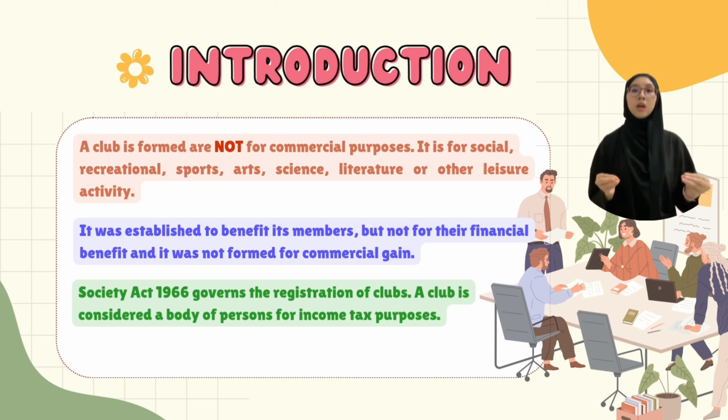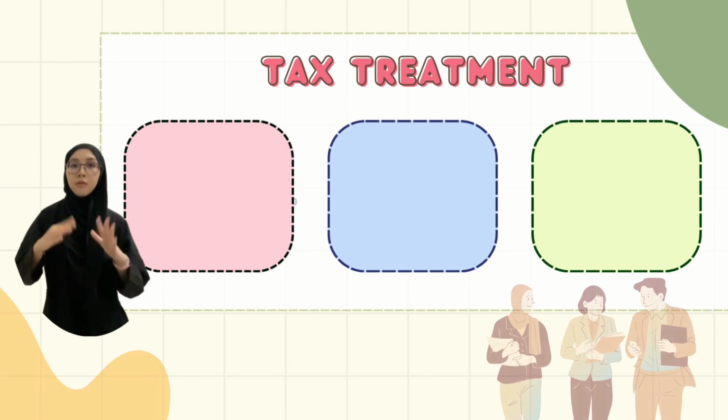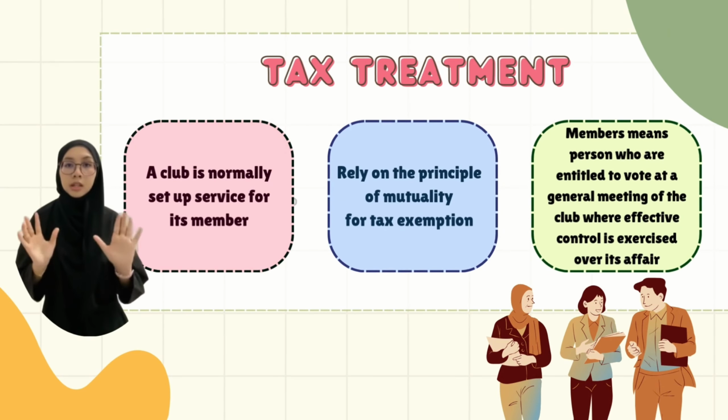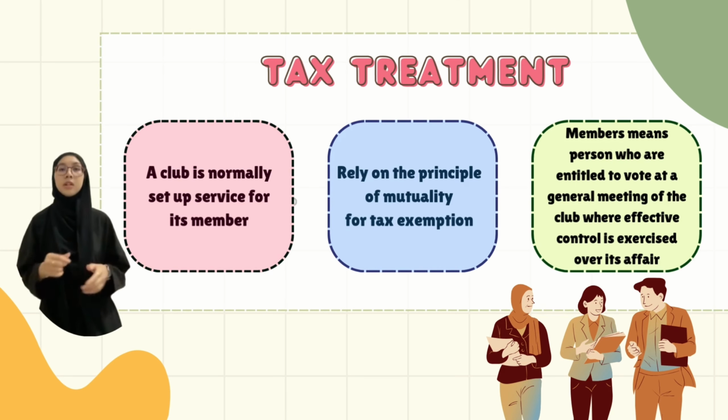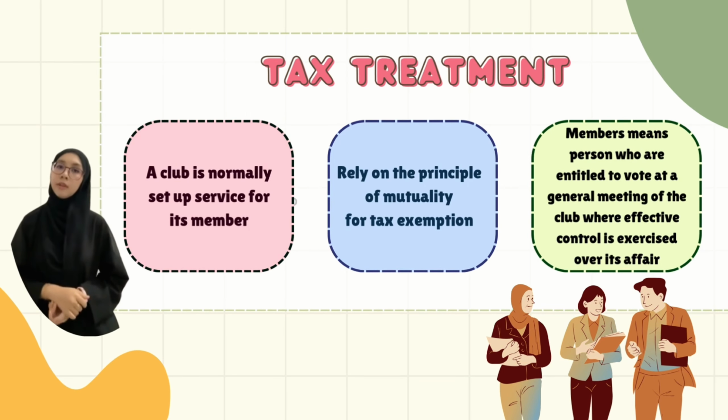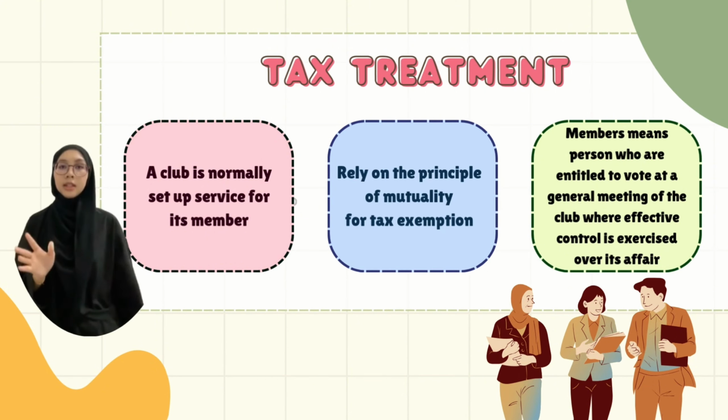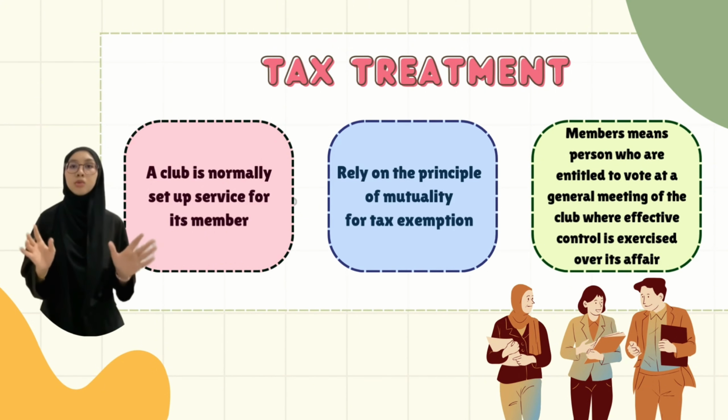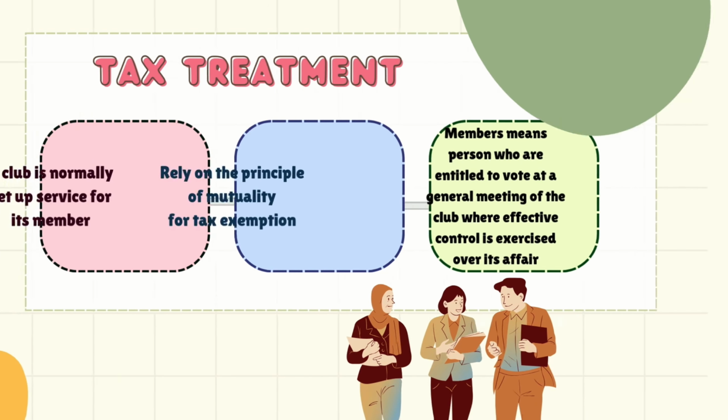A club is considered a body of persons for income tax purposes. For example, a photographer club, football club, and athletic club. Moving on to the tax treatment. A club is normally set up to provide service for its members. Secondly, it relies on the principle of mutuality for tax exemption. Lastly, members means persons who are entitled to vote at a general meeting of the club, where effective control is exercised over its affairs.